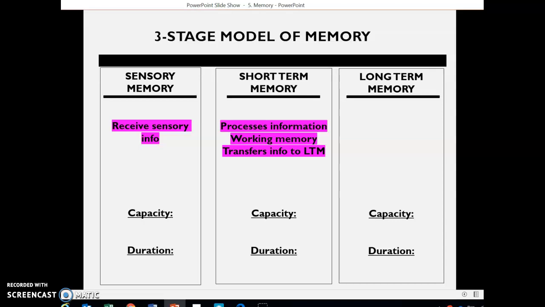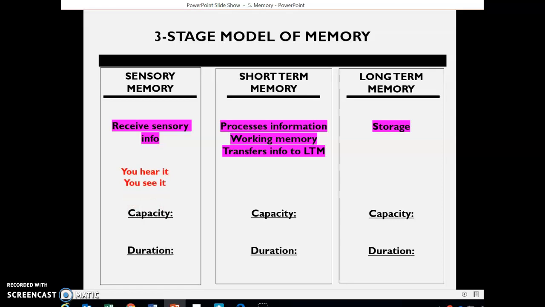So anytime you're in that processing stage of memory, you're in short-term memory. It's also called working memory, and during this time is when we hope to be able to work the information well enough to where we transfer it to long-term memory. And long-term memory is just simply a storage facility. So just think of it as a storage cabinet for your information.